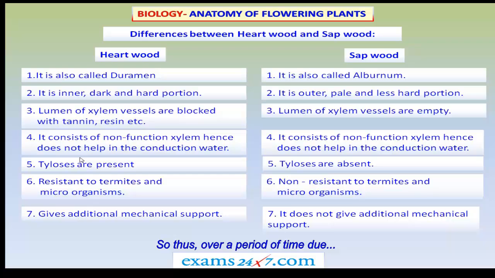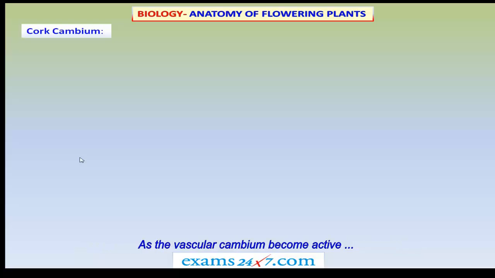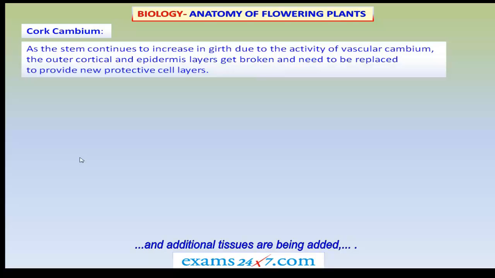So thus, over a period of time, due to secondary growth, a lot of changes take place in the plant body. As the vascular cambium becomes active and additional tissues are being added, there will be a kind of pushing force getting created within the plant. As the stem continues to increase in its breadth due to the activity of the vascular cambium, the outer cortical and epidermal layers get broken and need to be replaced to provide new protective cell layers.